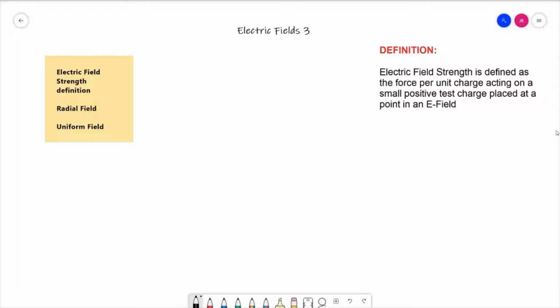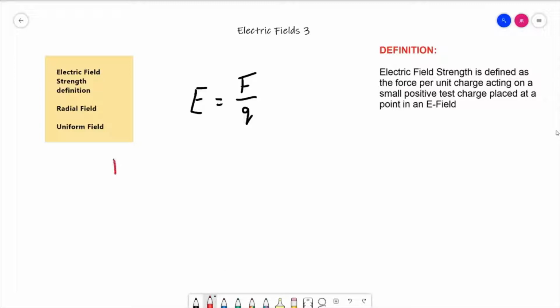Firstly though, just a recap of last lesson. Last lesson we looked at electric field strength, and there's the definition from last lesson. From the definition we had the equation E is equal to F over Q, where Q is the charge of a small positive test charge.